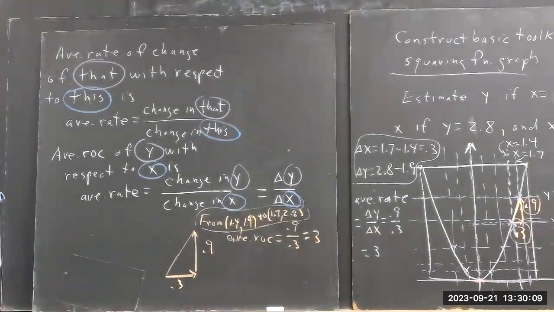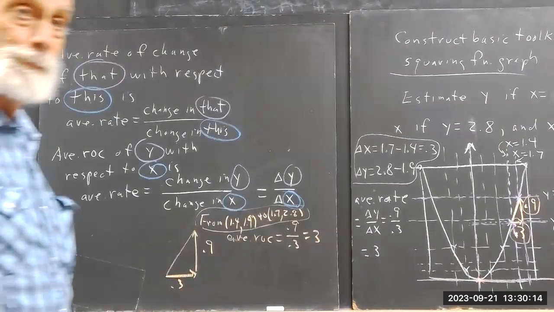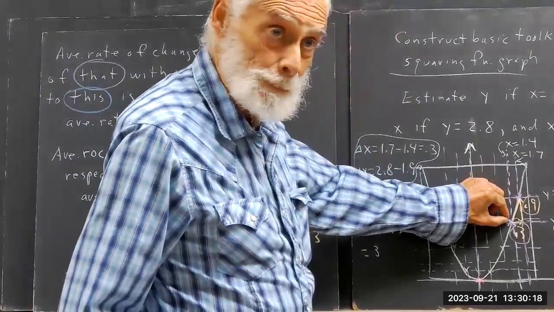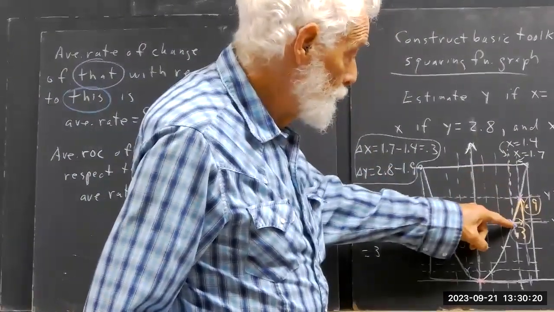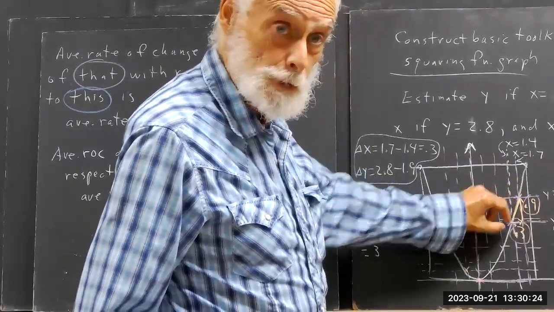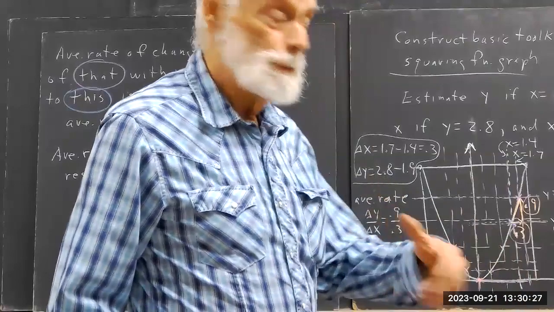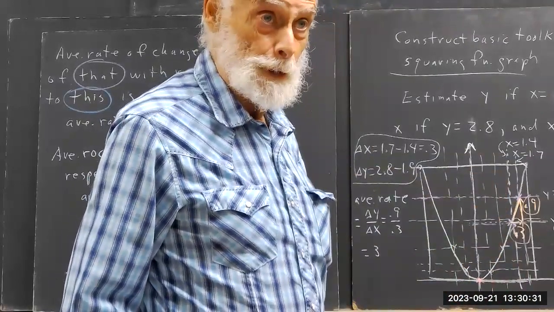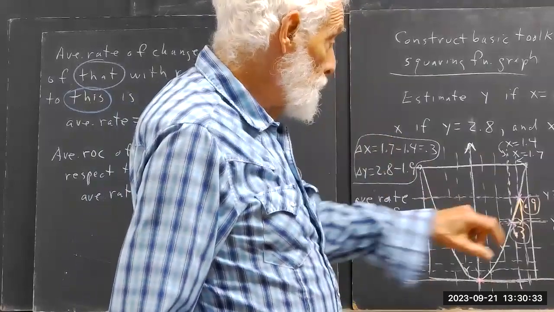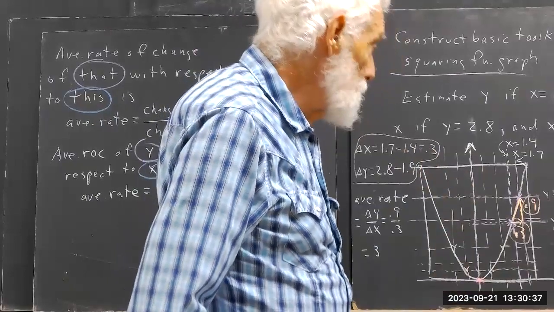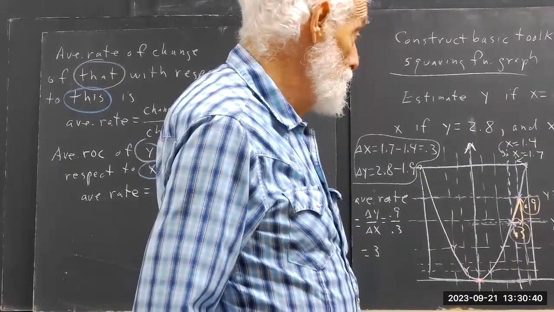Okay. Now I'll mention there's this thing called the instantaneous rate of change. If you keep making these triangles smaller and smaller and smaller, still including this point, but bringing this point along the curve closer and closer, the slope of this line doesn't change very much. The slope of this line actually then approaches a limiting value of 2.8.